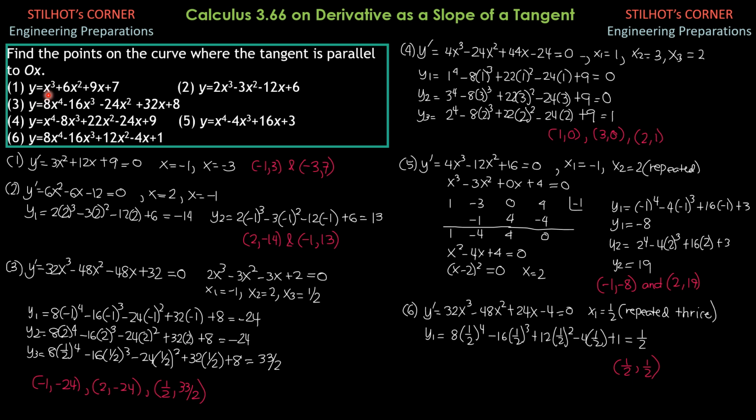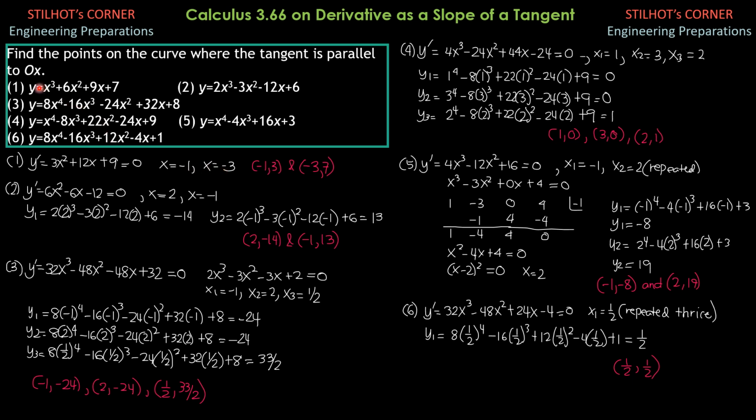So for number 1, y is x cubed plus 6x squared plus 9x plus 7. The derivative is, by power formula, 3x squared, 6 times 2, so plus 12x, then plus 9. Then supposedly we're going to divide this by 3, but because this is calculator aided, the roots of y prime equals 0 would be x is negative 1 and x is negative 3.